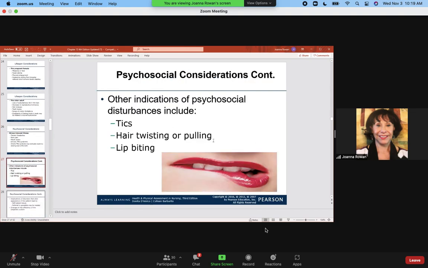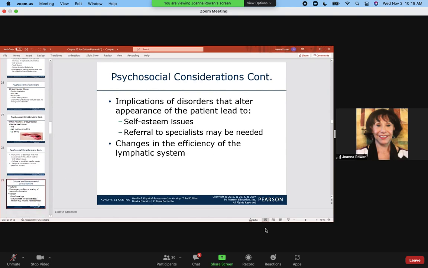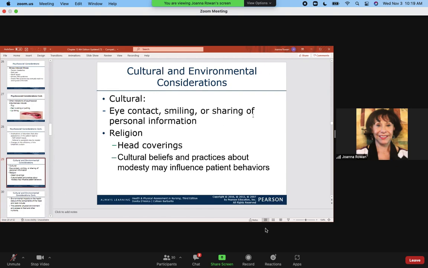This is just psychosocial considerations, and that is when other indications of psychosocial disturbances include tics, hair twisting or pulling, and lip biting. That's nice to know. Implications of disorders that alter appearance on the patient lead to self-esteem issues. Referral to a specialist may be needed. Changes in the efficiency of the lymphatic system. That is nice to know. Cultural: eye contact, smiling, or sharing personal information. Religion includes head coverings. Cultural beliefs and practices about modesty may influence patients' behaviors.